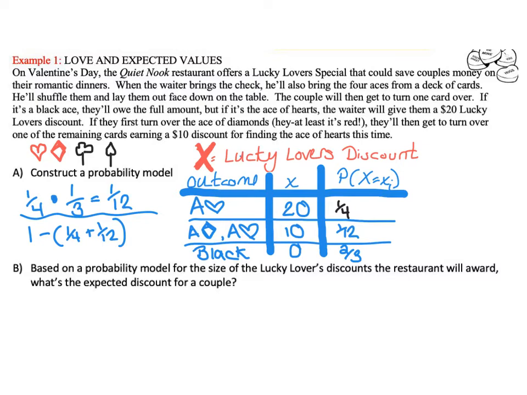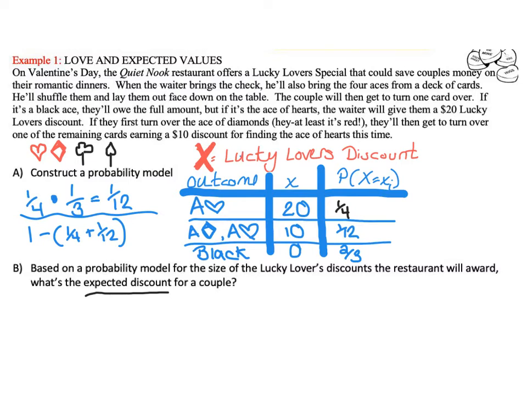So now it says, based on a probability model for the size of the Lucky Lovers discount the restaurant will award, what's the expected discount for a couple? So this whole expected discount should give you a clue that you're looking for the expected value. It's kind of like the law of large numbers. If we were to play this game many, many times on Valentine's Day and keep track of what the discount is over time, what's the expected discount?